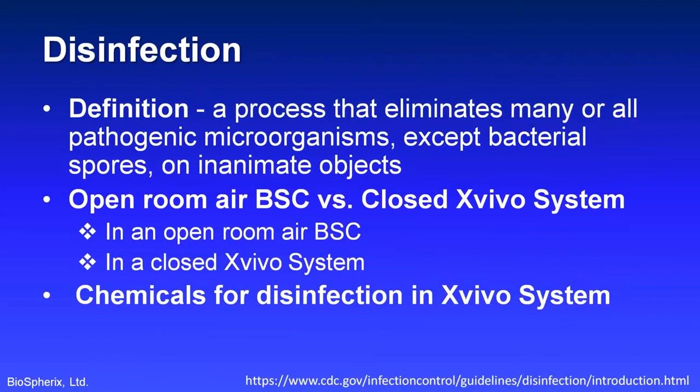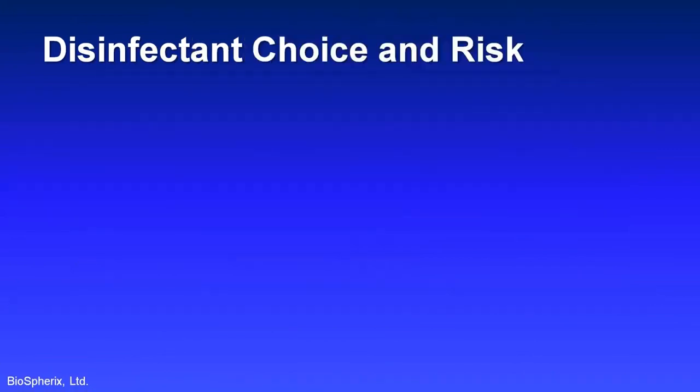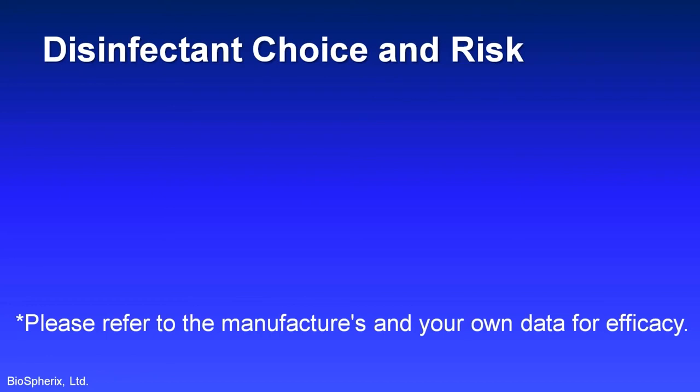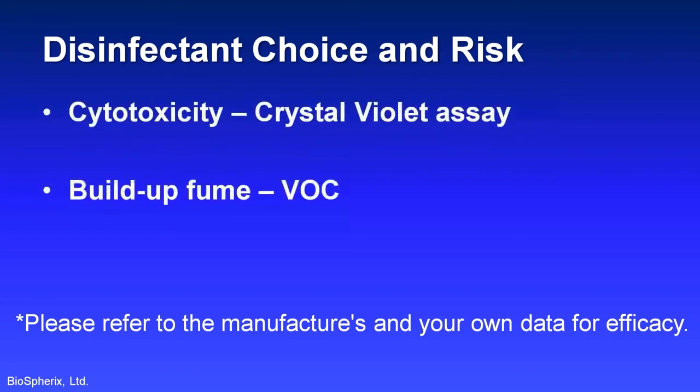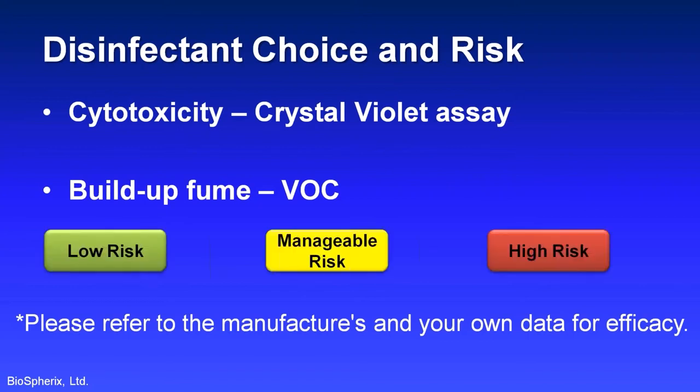So the choice of disinfectants is critical. There are hundreds of disinfectant formulations registered with the EPA. The user should consider the ingredients carefully. We highly recommend customers refer to the manufacturer data and your own data for the efficacy of the selected disinfectant. The scientific team from Biospherics tested several EPA-registered disinfectants. Based on their cytotoxicity and built-up fume risk, they are classified into three categories: low risk, manageable risk, and high risk. We will share our data with you soon.